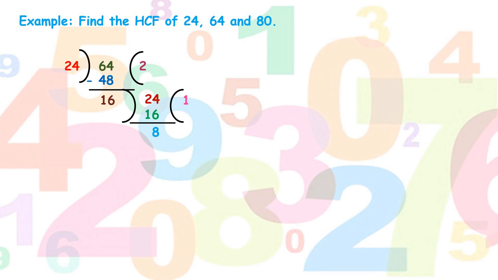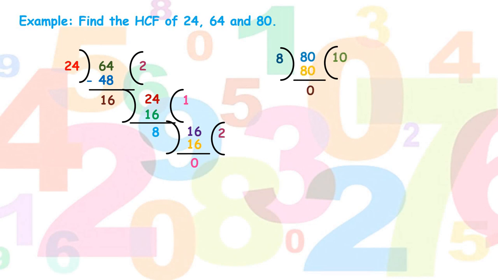Now 8 will become the divisor and 16 will become the dividend. It will go 2 times and we will not get any remainder now. Now 8 is the last divisor, so we'll take 8 as the divisor and the remaining number as the dividend. So 80 is the last number, it will go 10 times. We get 80, remainder is 0. Now the last divisor is 8, so HCF is 8. So this is the way of finding HCF.